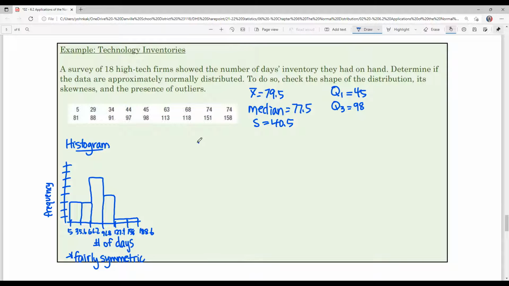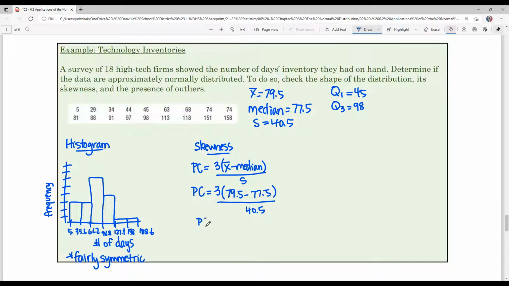The second thing you need to look at is the skewness. So we're going to calculate the Pearson coefficient by taking 3, multiplying by x bar minus the median, and then dividing by the standard deviation. So if we calculate this value, we get 3 times, and we got some of the information off the calculator. So the mean was 79.5, the median was 77.5, and the standard deviation was 40.5. If we calculate this, we get a value of 0.15.